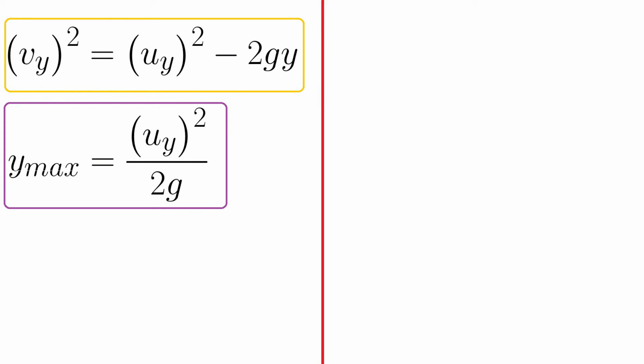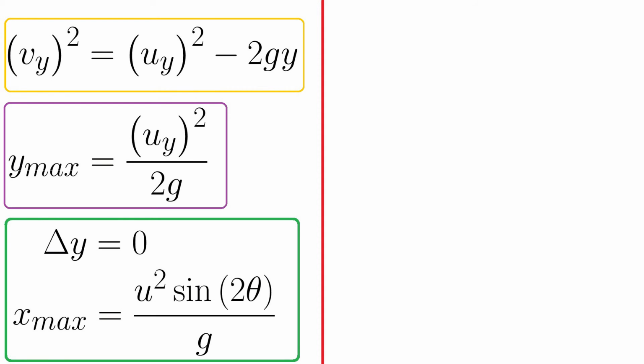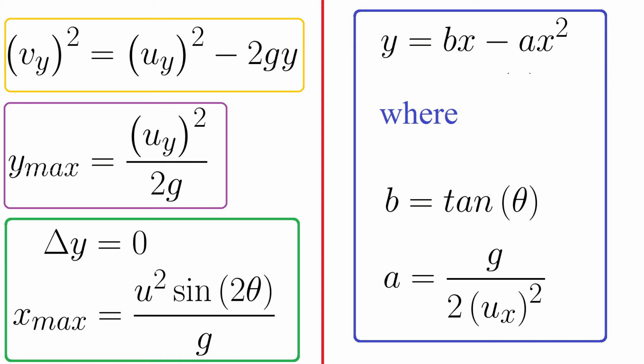The second is an equation that helps you find the maximum height of a projectile. The third helps you find the maximum horizontal distance of a projectile that starts and finishes at the same height. The last is the parabolic path of the projectile. If you know the horizontal distance travelled, you can calculate the height.